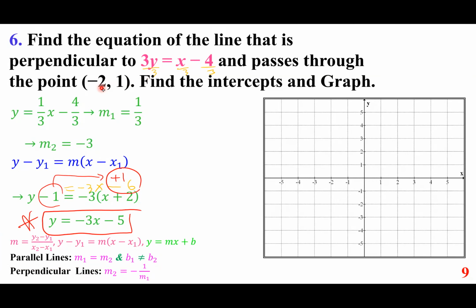So what do we do? The next thing is to find the intercepts and graph. Well, first let's find the intercepts for this guy and graph this one. And then we find the intercept for this one and graph it. For this one, we already know one of the intercepts, 0, minus 4/3. So we already know the y-intercept. So what is the x-intercept?